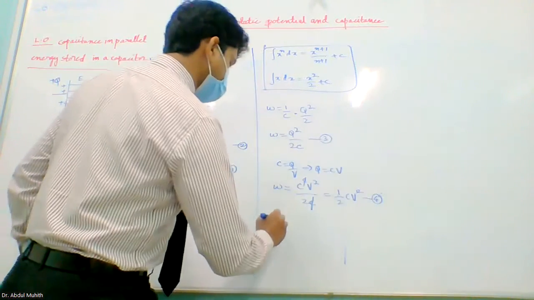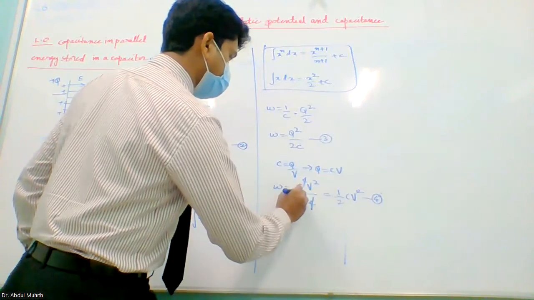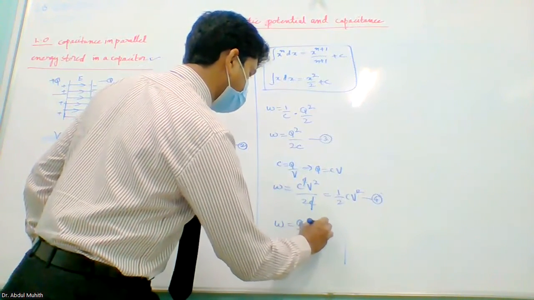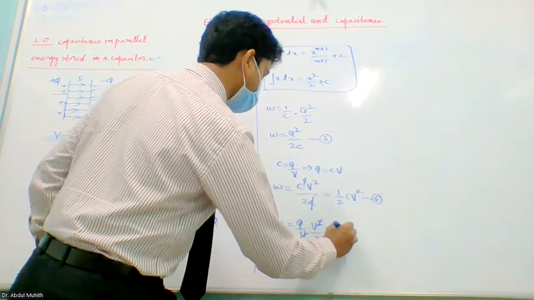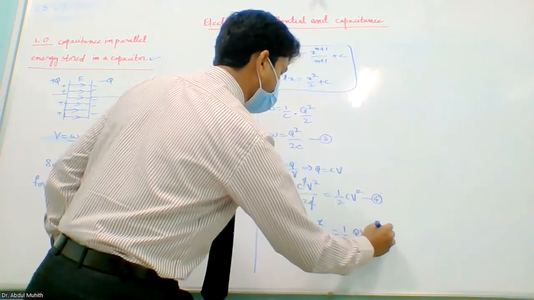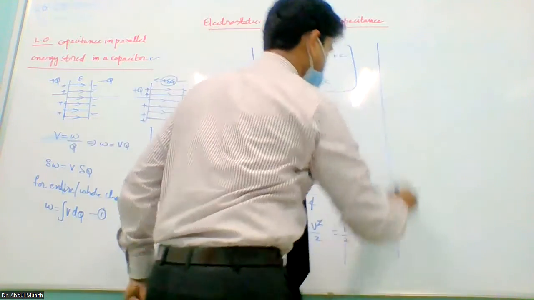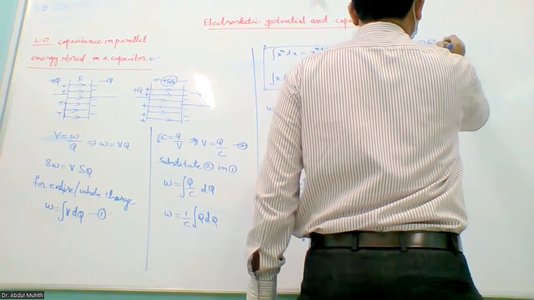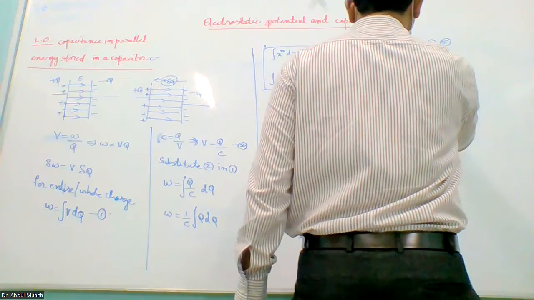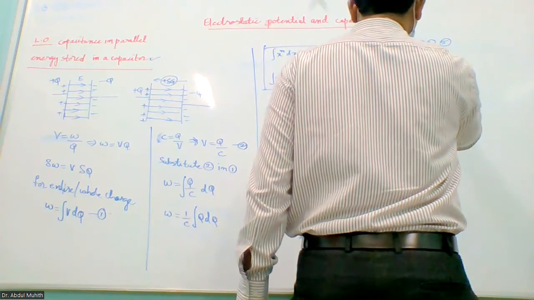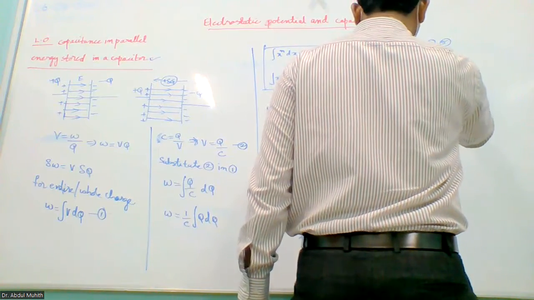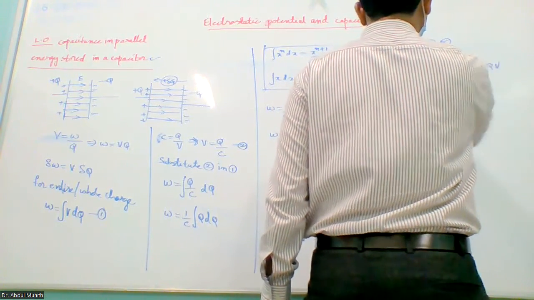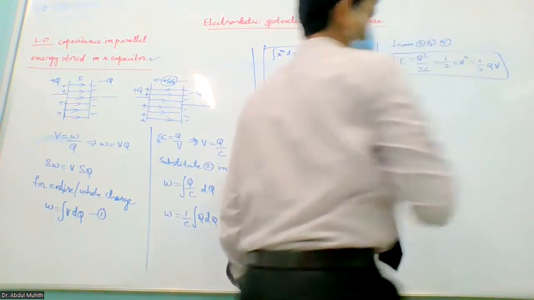One more way. So W, again C is equal to q by V. Q by V into V square by 2. This and this will go away, 1 by 2 into q into V. So what are the three formulas now? From 3, 4, 5 we have energy E is equal to q square by 2C, which is equal to 1 by 2 CV square, which is equal to 1 by 2 qV. These are the three formulas for energy stored in a capacitor.